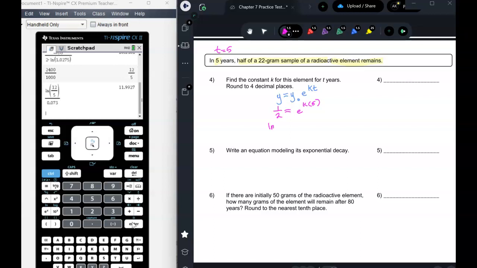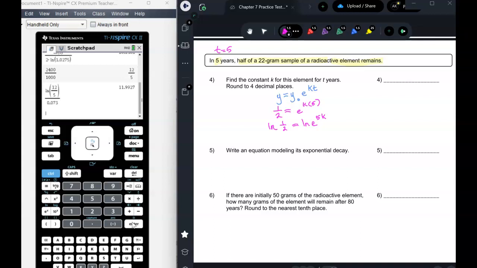Okay, so we're going to do natural log of 1/2. What happened to y? And then we're going to do natural log of e to the 5k. What happened to y0? Again, we had a whole conversation about the why not. It doesn't matter how much you start with. If I start with 100 grams, and I divide, I'm always going to get a half, and it doesn't matter what we start with.